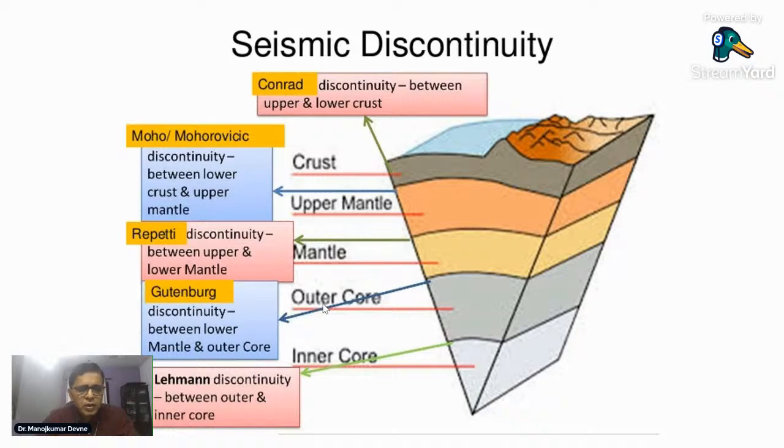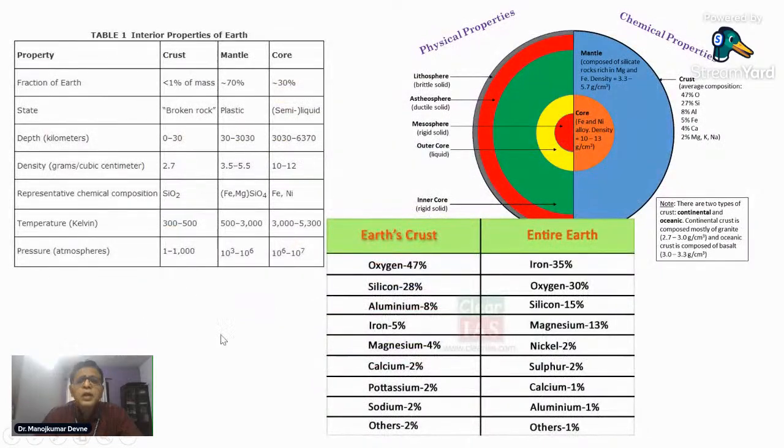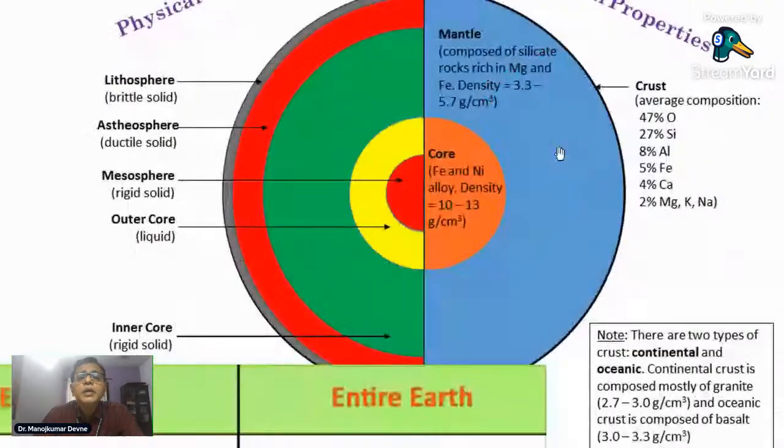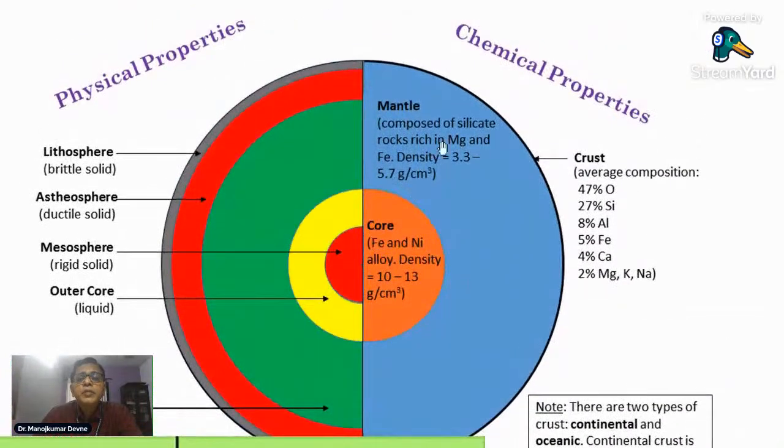Between the outer and the inner core, you have the Lehmann discontinuity. On the larger scale, we have the Moho discontinuity between the crust and the mantle, and the Gutenberg discontinuity between the mantle and the outer core. Now, yesterday we went into this diagram, and then we stopped at the physical and chemical properties.